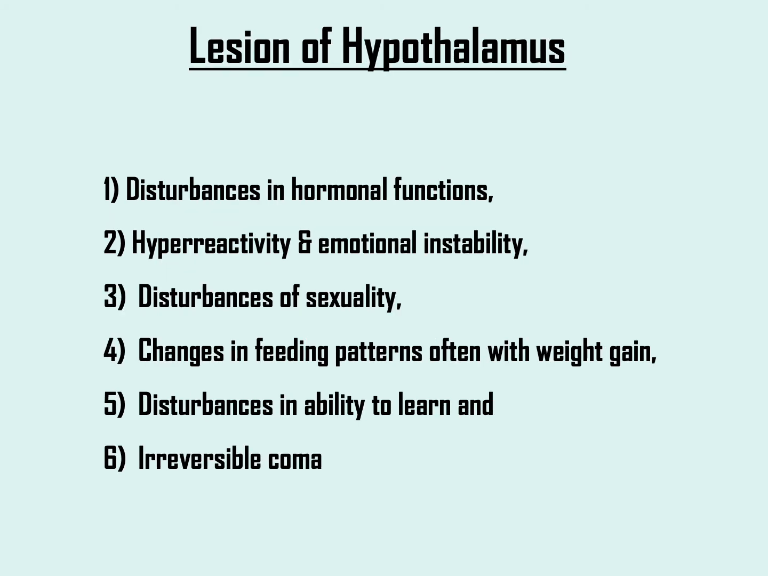Now, what would happen if we had a lesion of the hypothalamus? It could produce disturbances in hormonal functions, hyperreactivity, emotional instability, disturbances of sexuality, changes in feeding that would often lead to weight gain, disturbances in the ability to learn and recall, and irreversible coma. So you definitely need to know this. These are symptoms, so like if you were reading a history and a case study, it might mention one of these, and so you would need to immediately think, aha, there's a problem with the hypothalamus.